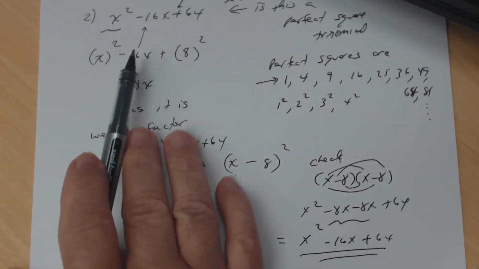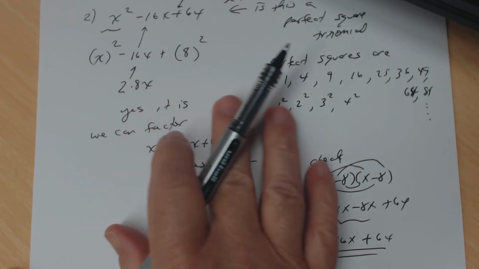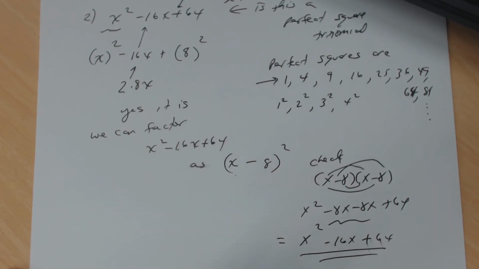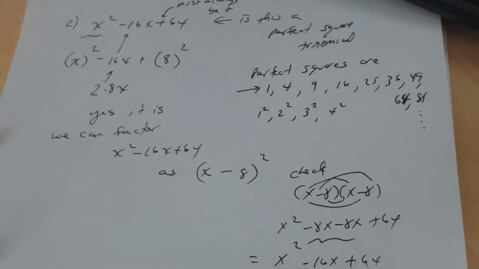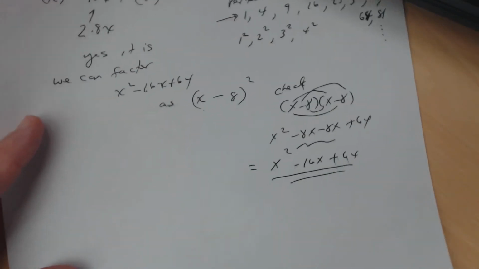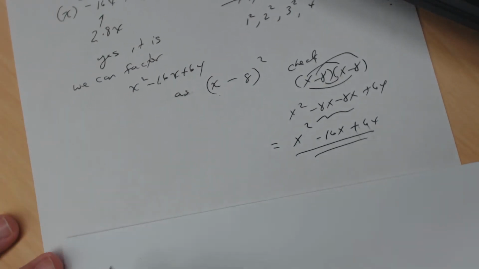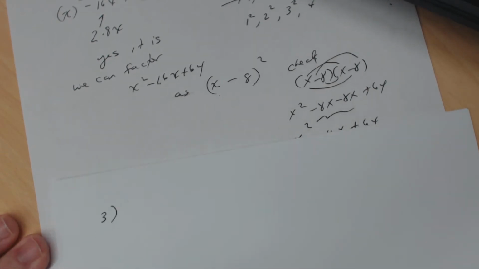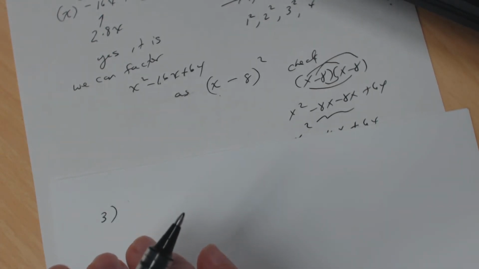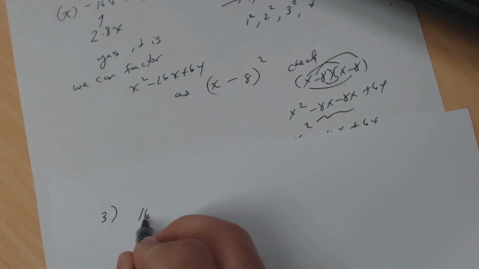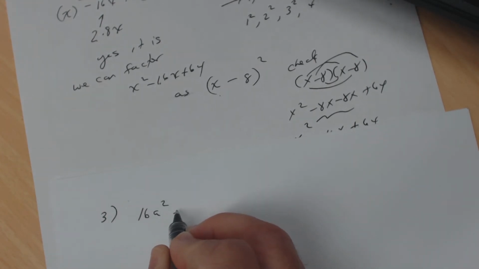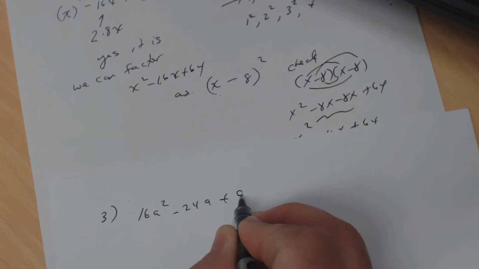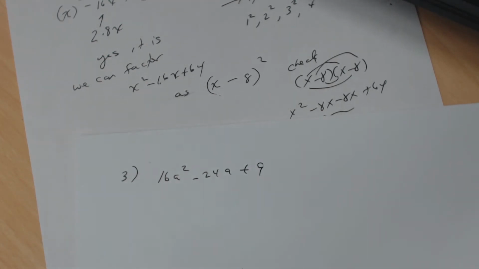All right, so this was a perfect square trinomial. Notice the thought processes we went through to determine if this was a perfect square trinomial. Okay? All right, let's look at the next one. Suppose we had 16a squared minus 24a plus 9.